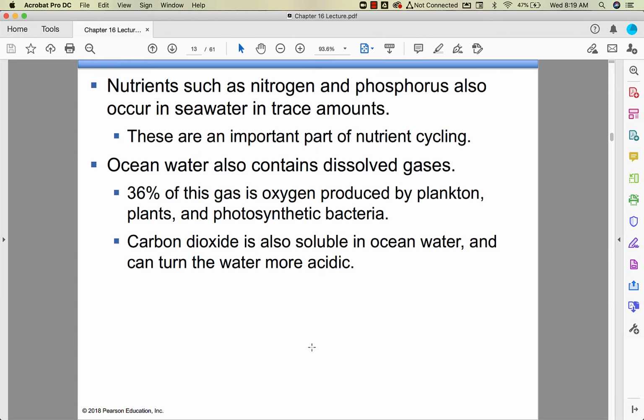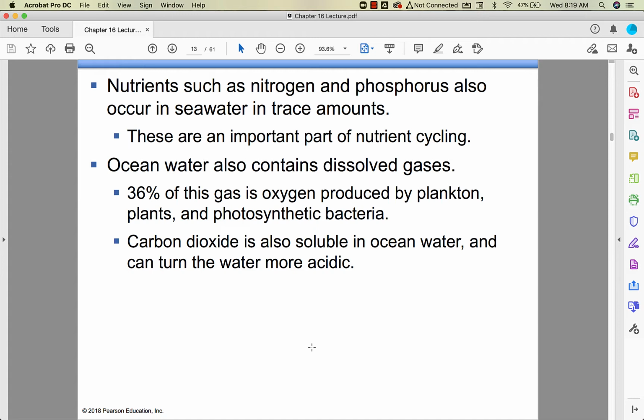We know about nitrogen and phosphorus. They exist in the oceans. They lead to eutrophication if concentrations are too high, and you can have eutrophication in the ocean. They're important in nutrient cycling and in the sustenance of marine food chains. And ocean water also contains dissolved gases.